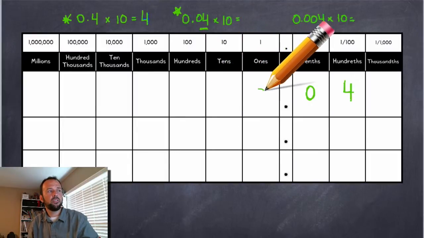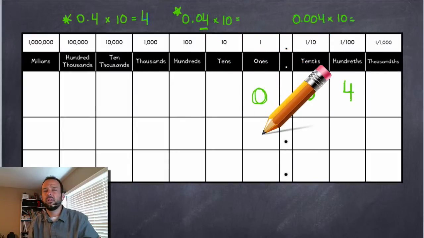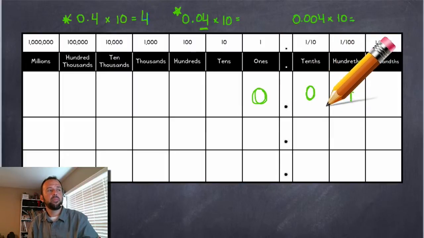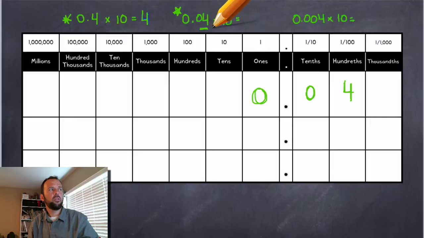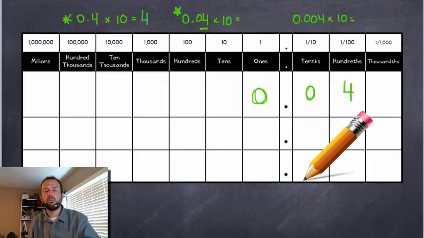I could also put this 0 in as well if I wanted to, but it's not necessary. So I have my 4/100ths, okay? And I'm multiplying that by 10. So if I were going to multiply that by 10, what would I end up with? How could I move it to the next place value? What would that look like?